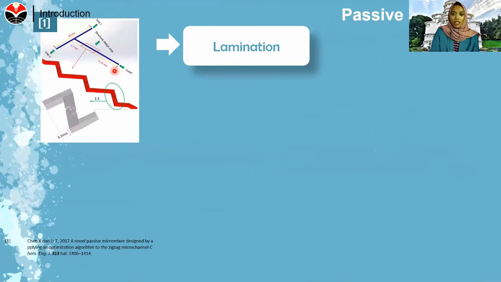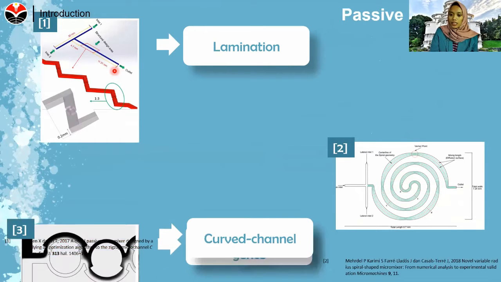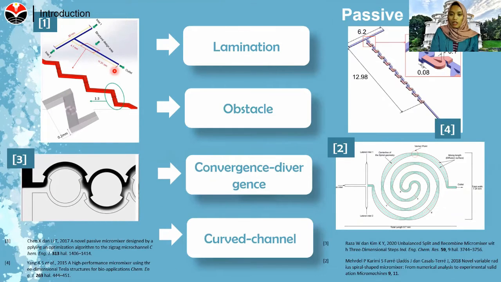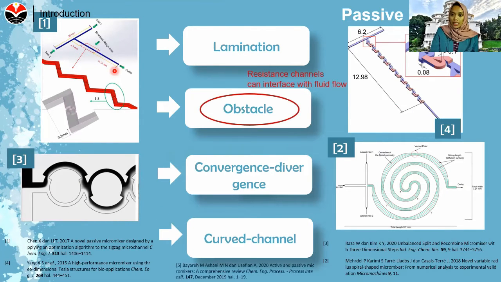Passive micromixers consist of several categories: lamination, curved channel, convergent-divergent, and obstacle. The obstacle type has the advantage that the obstacle in the channel can interfere with the fluid flow.